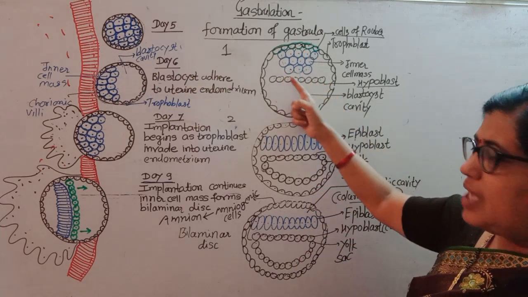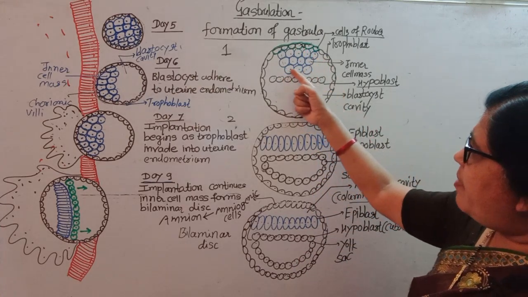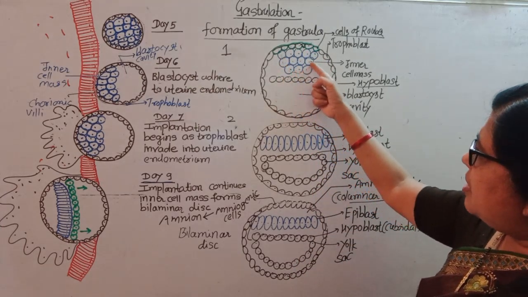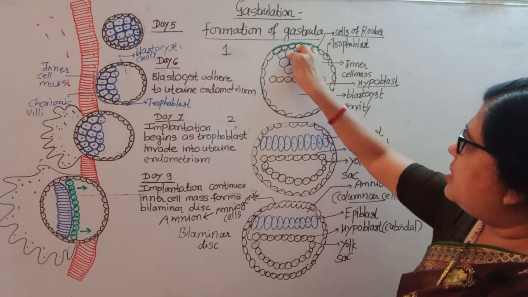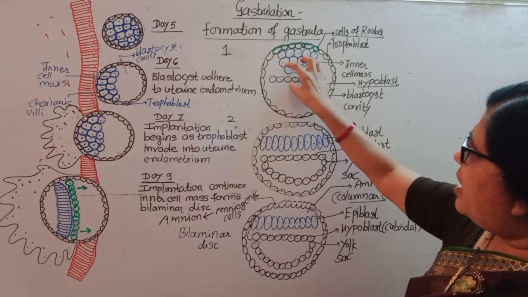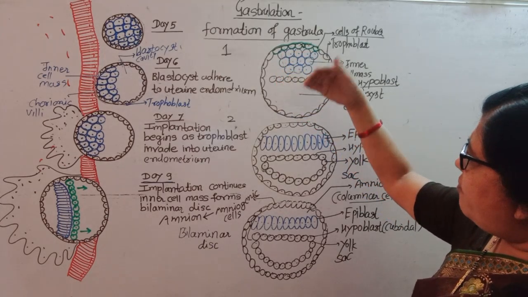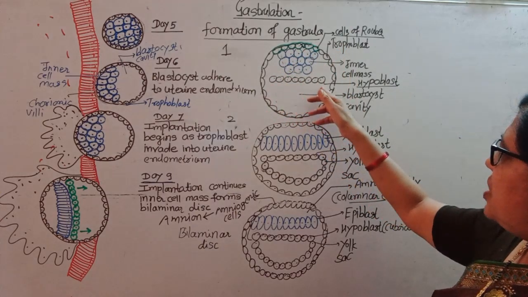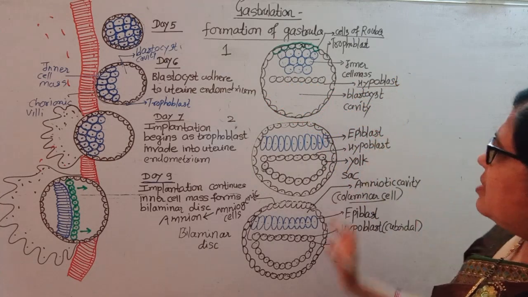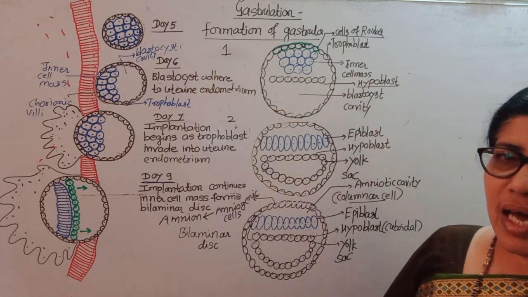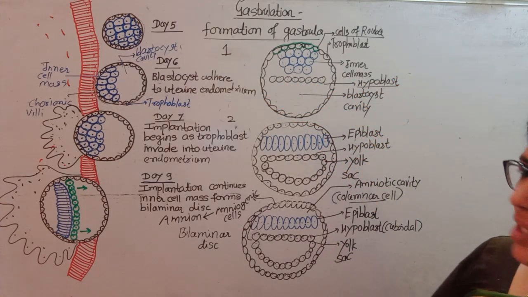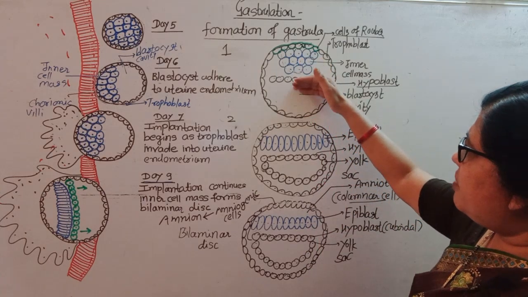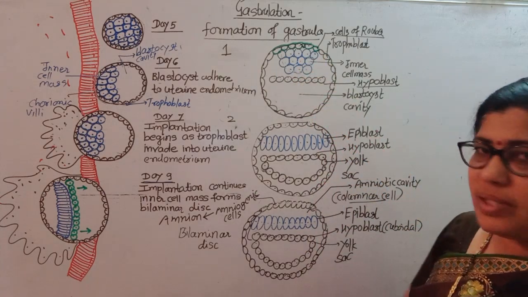So inner cell mass, cells which are present on the free surface of inner cell mass divide and become flattened and differentiated and form a layer inside the blastocyst cavity, and this is called hypoblast. So hypoblast are the endodermal cells which differentiate first from the inner cell mass.